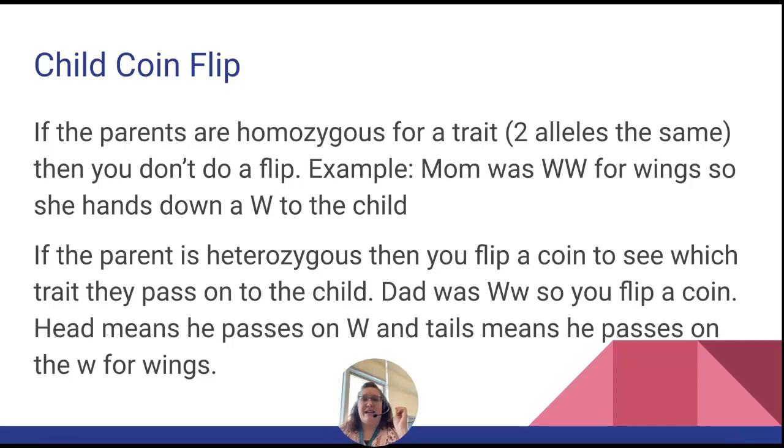Okay, folks, so now we are on to the child coin flip. If parents are homozygous, you don't need to do a coin flip. If both their alleles are the same, that's all they can pass on. Either it's a big W or a little w, depending on what they have two of. If they're heterozygous and they have one of each, then you have to do the coin flip to figure out what's going to move on. Again, heads means dominant, tails means recessive.